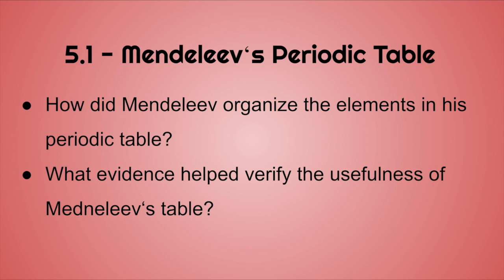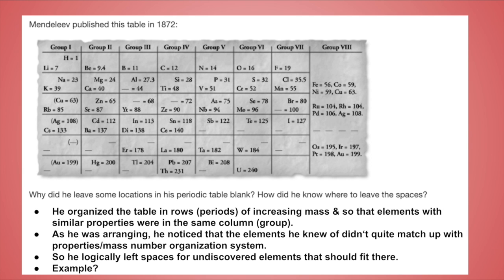Okay, so section 5.1 was about Mendeleev's periodic table. Here are our key concepts that the reading addressed. So basically, how did he organize the elements in his periodic table, and then what evidence verified that his table was correct and the usefulness of it. Okay, so this is what his periodic table looked like. He published it in 1872.